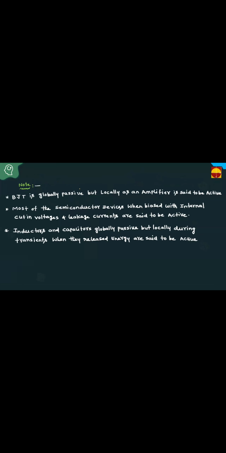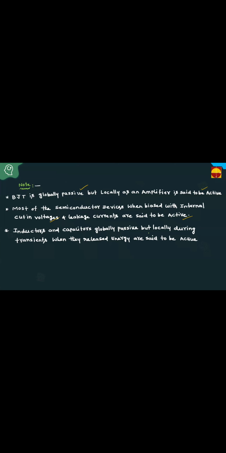Next, here I have given some points. BJT is globally passive, but locally, as an amplifier, it is said to be active. In some conditions only it is active. Most of the semiconductor devices, when biased with internal cut-in voltages and leakage currents, are said to be active. With a biasing voltage, it is an active element.